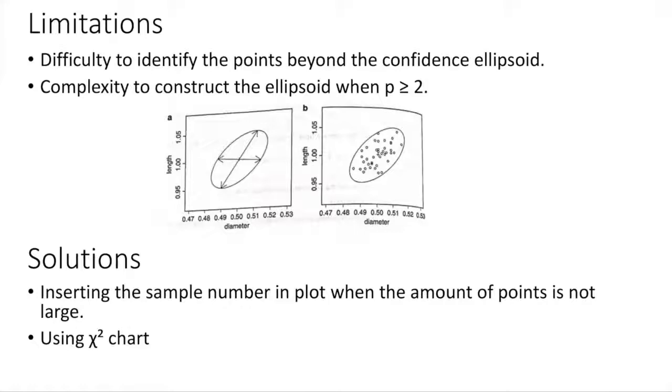The main limitations of these, because we aren't using a chi chart as of now, are that we obtain no points outside the ellipse, so there is no evidence of special causes, which means the process is in control. Another difficulty is identifying the points beyond the confidence ellipsoid, which is one of the main drawbacks. The solutions for these two are either to use the chi chart or to insert the sample number in the plot when the number of points is not as large.